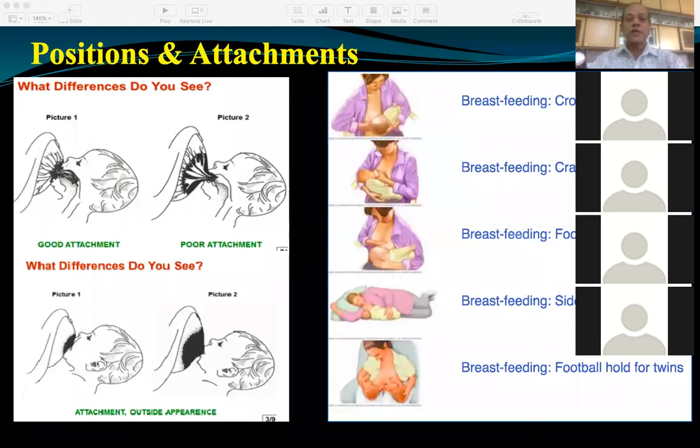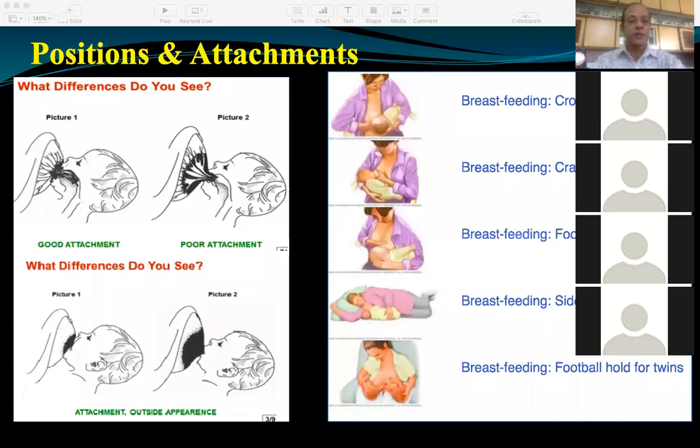So why are we saying repeatedly about the position? Because it is the position and attachment or latching which will increase the breast milk secretion. Improper attachment or improper position may result in decreasing breast milk secretion.